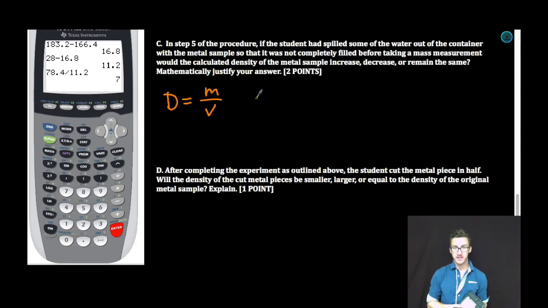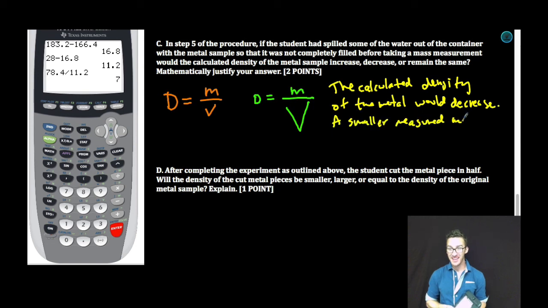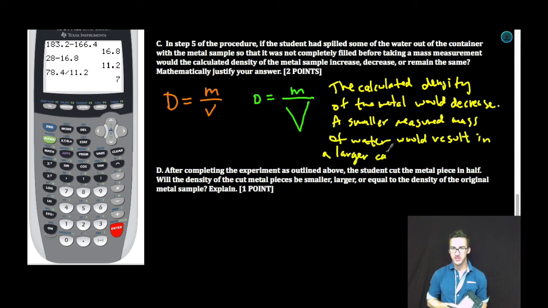So mathematically, our density is going to decrease. Although our mass of the metal stays the same, the calculated volume is going to increase. So let's be sure to answer the question. The calculated density of the metal would decrease. A smaller measured volume of water would result in a larger calculated volume of metal.